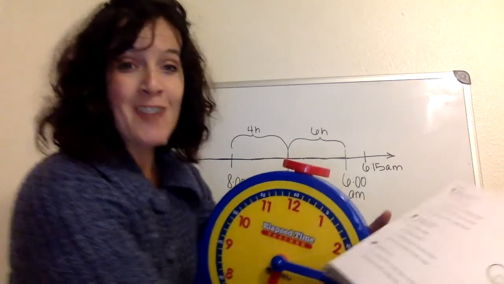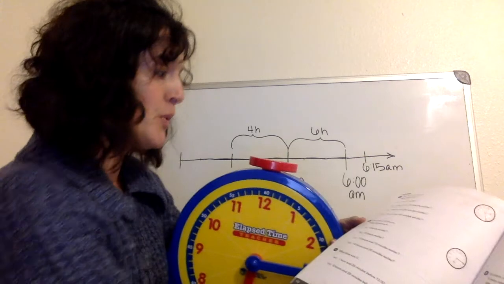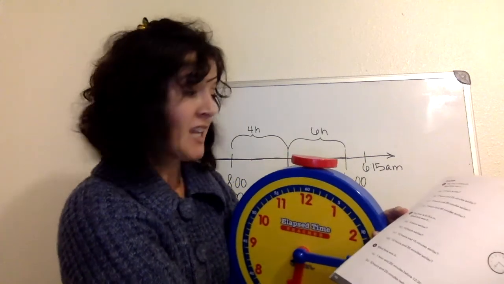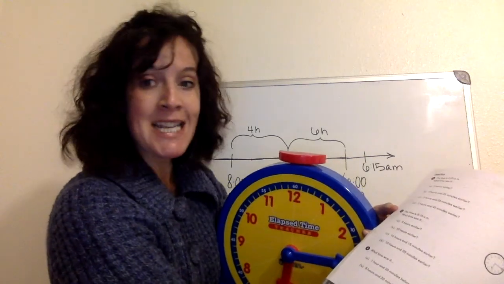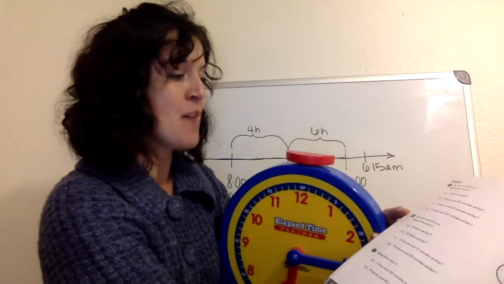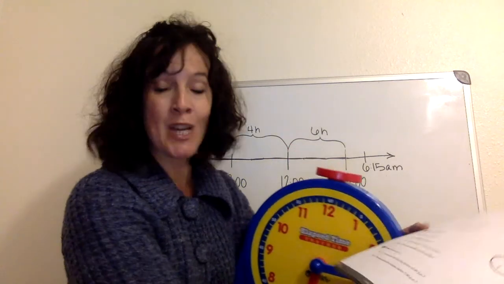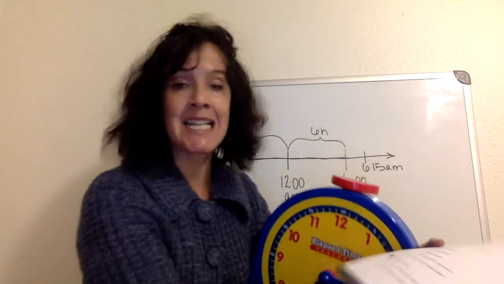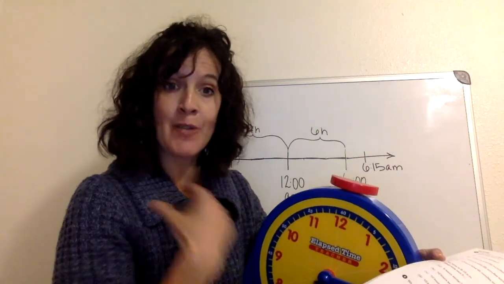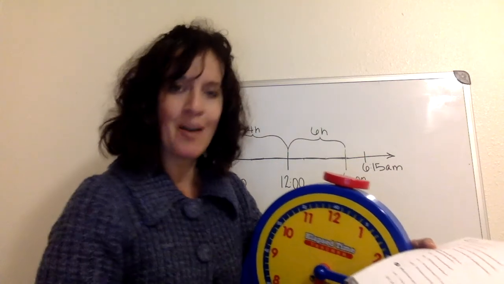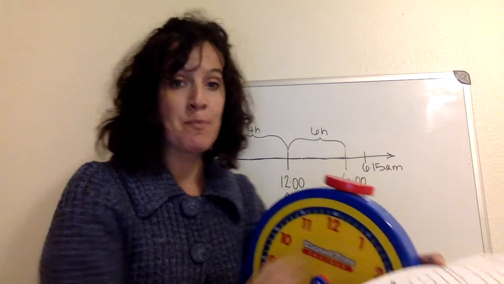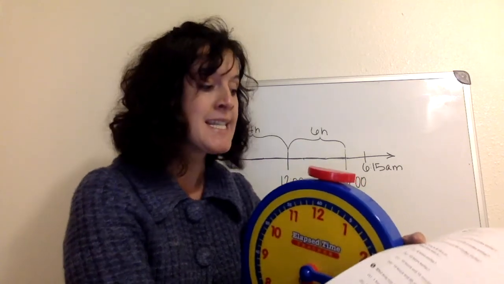We're going to move on now to page 192, number 3. It says the time is 6:15 a.m. What time was it? A says 6 hours earlier, so 6 hours back in time. I'll let you do that one on your own. Let's look at B. It's just a touch harder. It says 10 hours earlier.